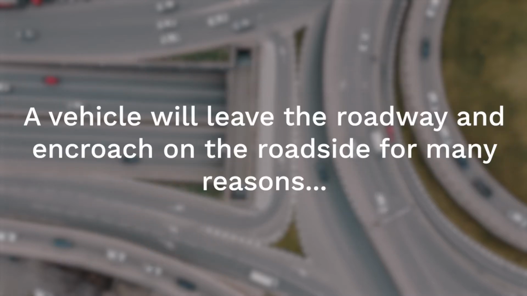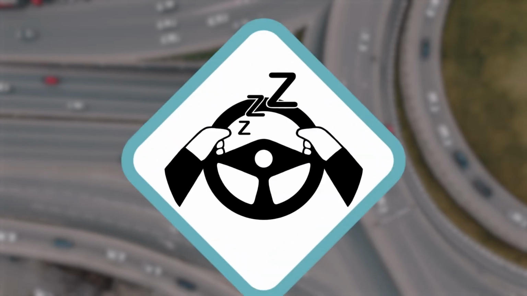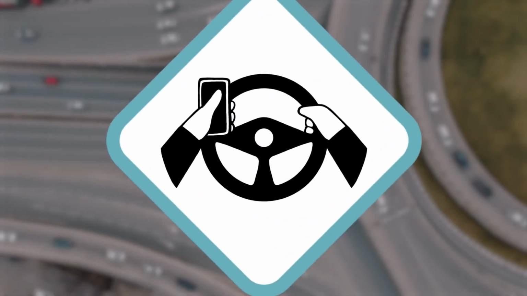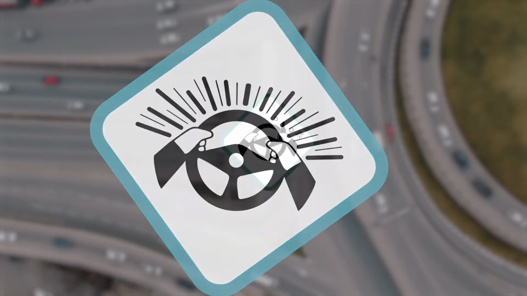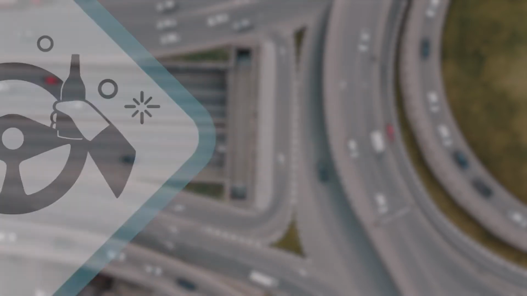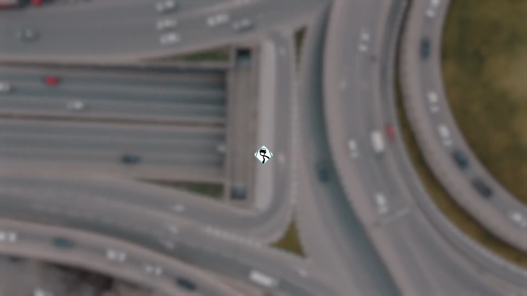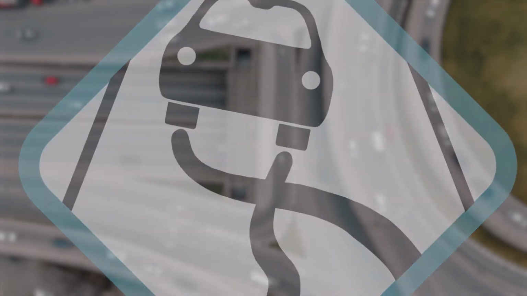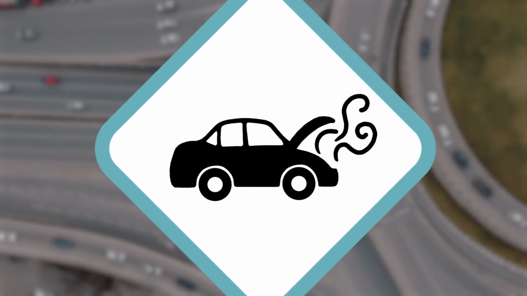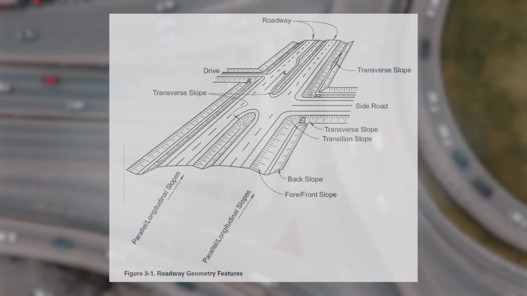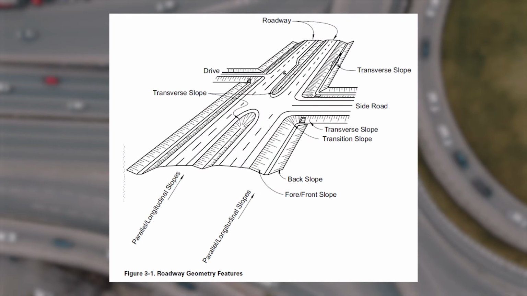A vehicle could leave the roadway and encroach upon this clear zone or the roadside for many different reasons, including driver fatigue, driver distractions or inattention, excessive speed, driving under the influence of drugs or alcohol, crash avoidance, adverse roadway conditions such as ice, snow, or rain, vehicle component failure, and/or poor visibility. These are some of the geometry features we'll be looking at today.